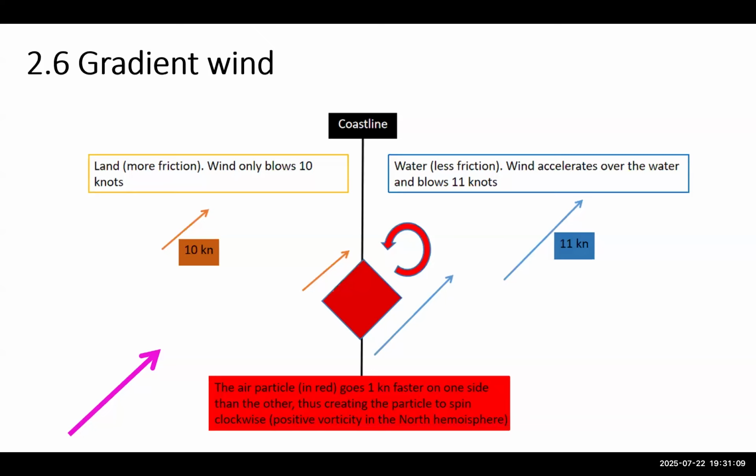Then there is some physics behind it, but the particle is going to stretch vertically, is going to spin faster, and is going to create a vertical motion of the wind if it turns in this sense, counterclockwise, in the North Hemisphere. If you want more information, you can go to the help article.